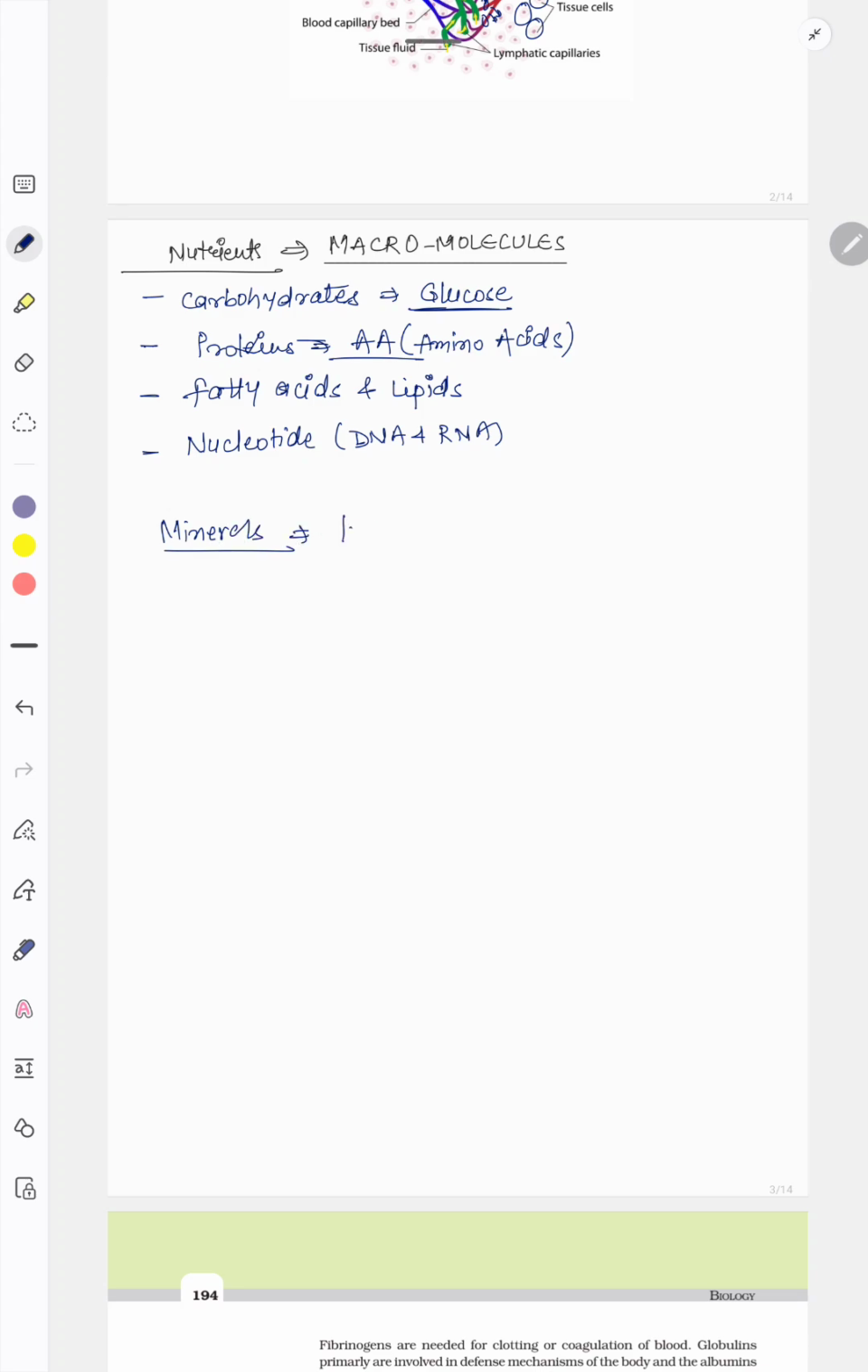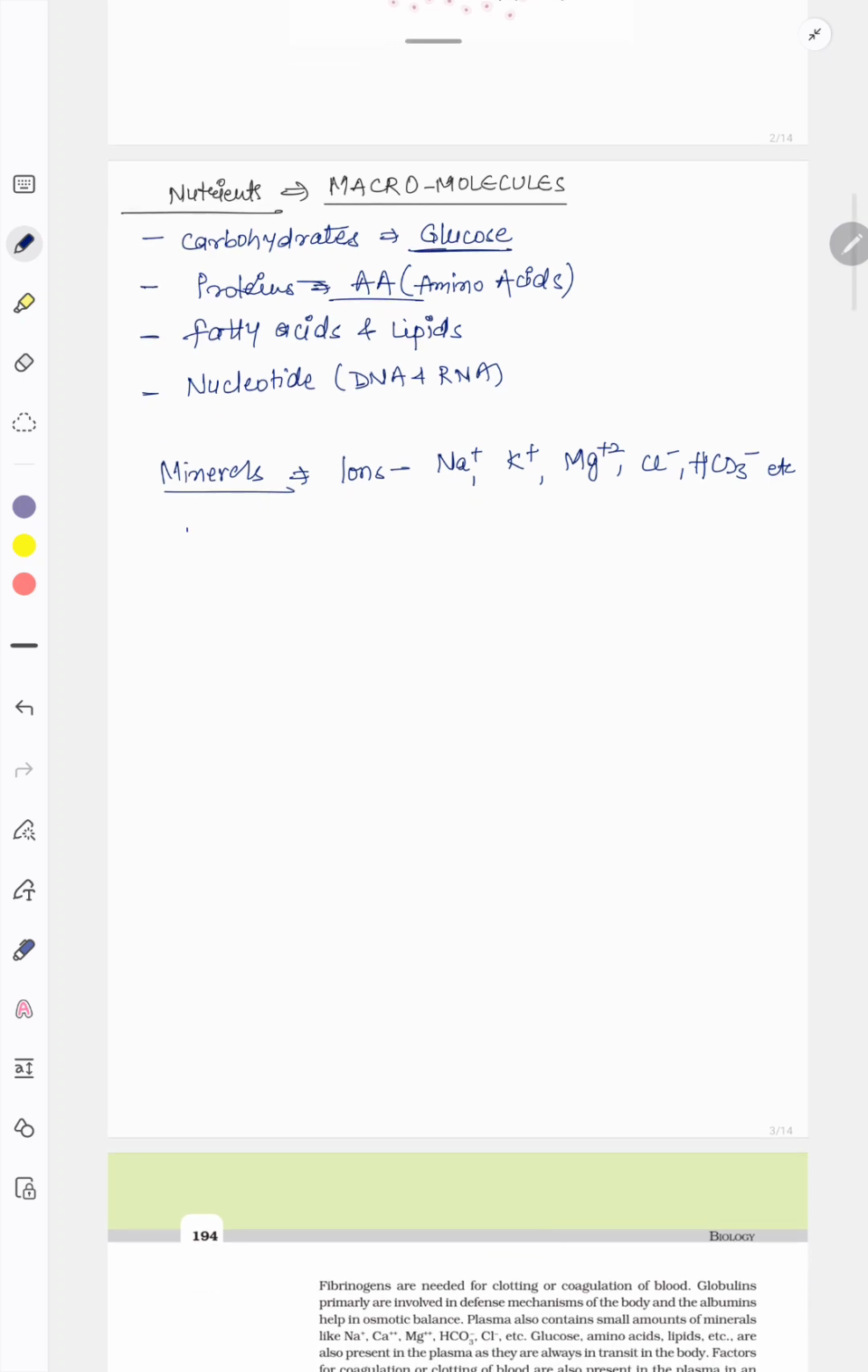Then a lot of minerals like ions. Which ions? Sodium, potassium, magnesium, chloride and bicarbonate, and many more, right? Vitamins. So these all are provided to the tissue part.